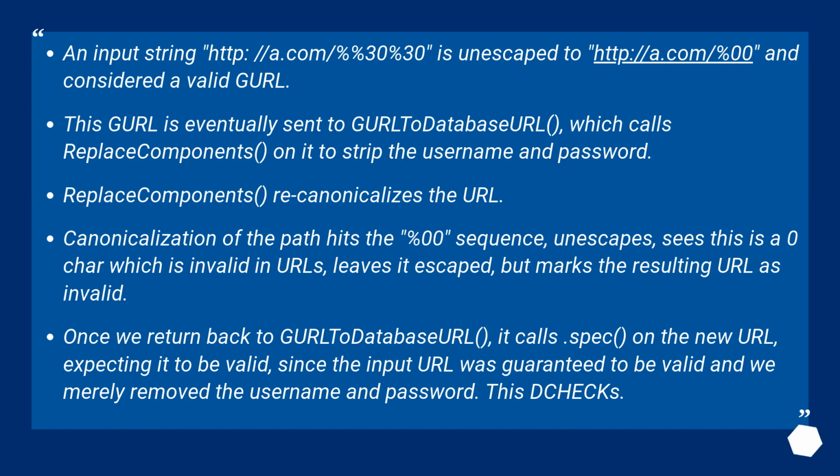This GURL is eventually sent to GURLToDatabaseURL, which calls ReplaceComponents on it to strip the username and password. ReplaceComponents recanonicalizes the URL. Canonicalization of the path hits the %00 sequence, unescapes, sees this is a 0 char which is invalid in URLs, leaves it escaped, but marks the resulting URL as invalid. Once we return back to GURLToDatabaseURL, it calls spec on the new URL, expecting it to be valid, since the input URL was guaranteed to be valid and we merely removed the username and password. This checks.